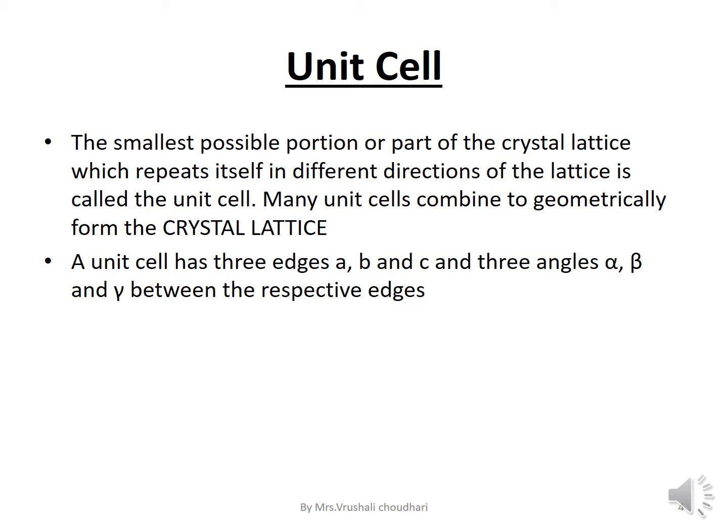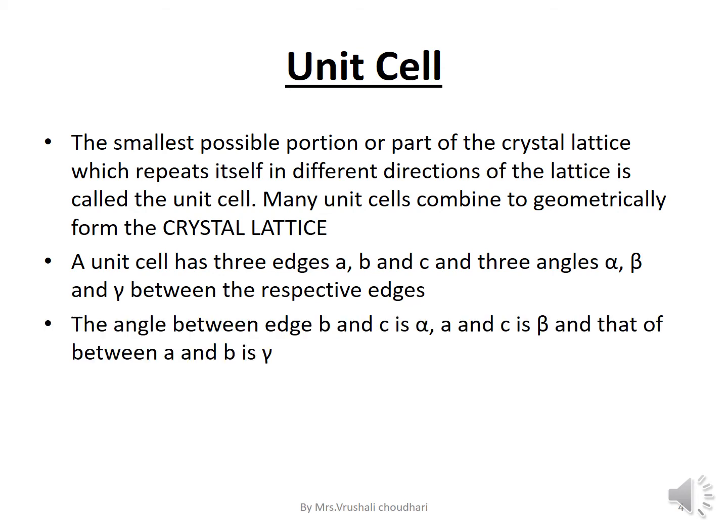Every unit cell has three edges A, B, C and three angles alpha, beta, gamma between the respective edges. As it is three-dimensional, it has three edges. Just consider a cube, which has three-dimensional x, y, z axes. The angle between the A, B edges is alpha, beta.